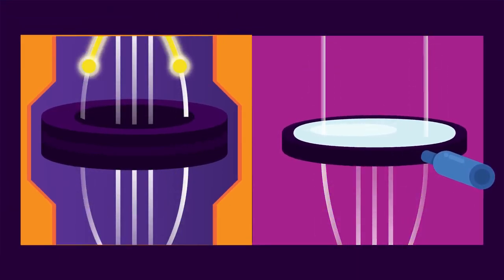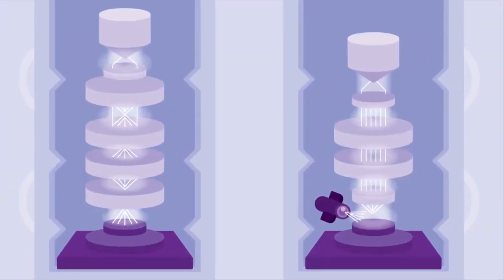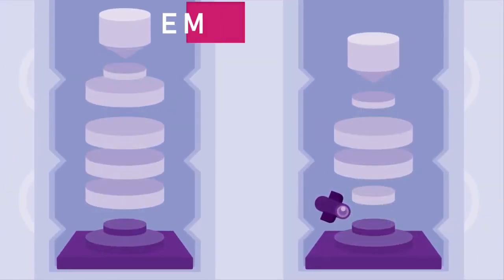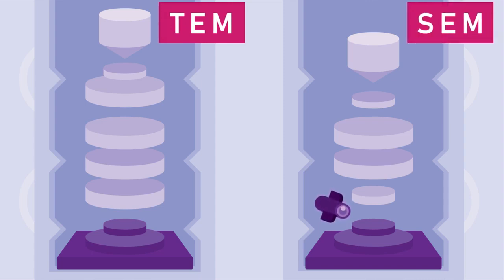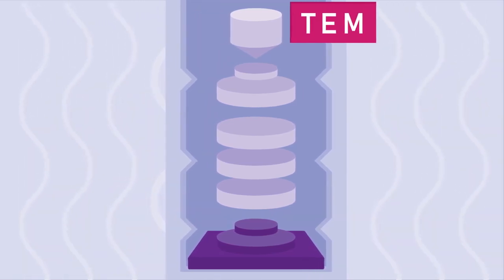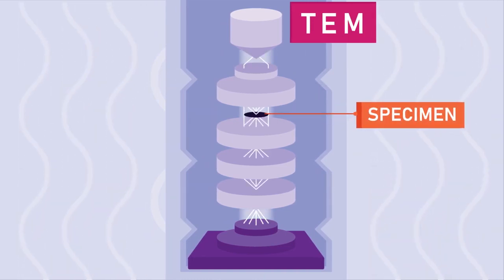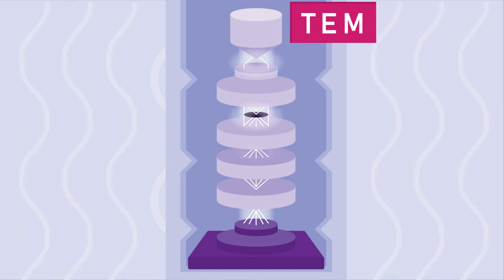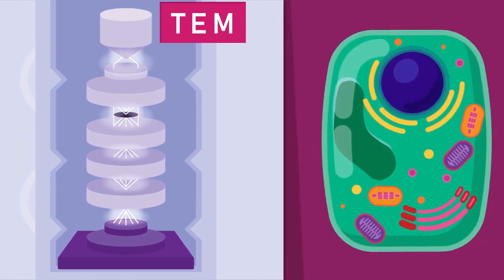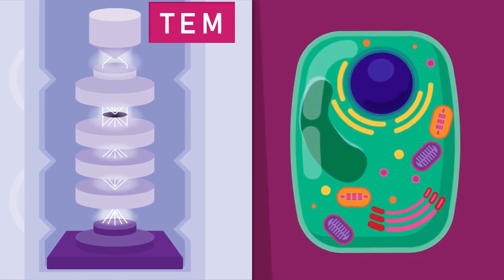bend the light. There are two types of electron microscopes in use today: the transmission electron microscope, TEM, and the scanning electron microscope, SEM. In the transmission electron microscope, the beam of electrons is passed through the specimen before being viewed. Only those electrons that are transmitted are seen. This enables us to see different components inside the cells.